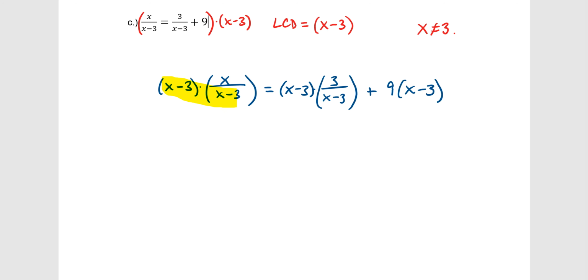Okay, so now we can start canceling here. We have x minus 3 divided by x minus 3. That's going to cancel to 1. So we're just left with the numerator, which is x. x minus 3 divided by x minus 3 once again. They cancel. So we're just left with that numerator, which was 3, plus 9 times x minus 3.